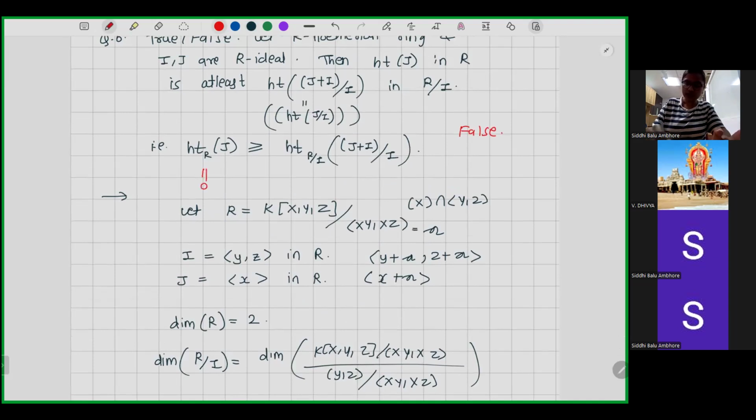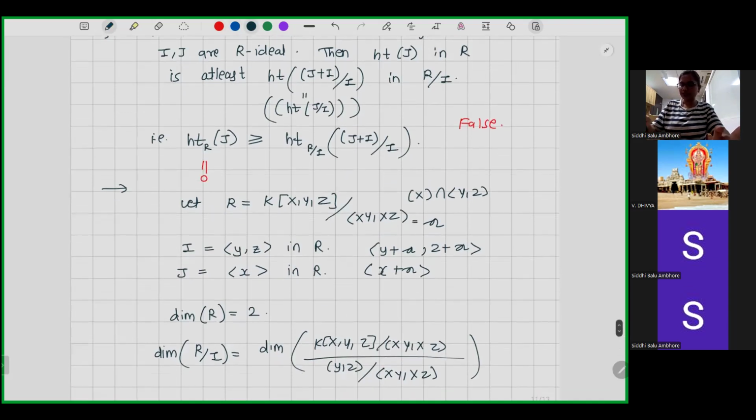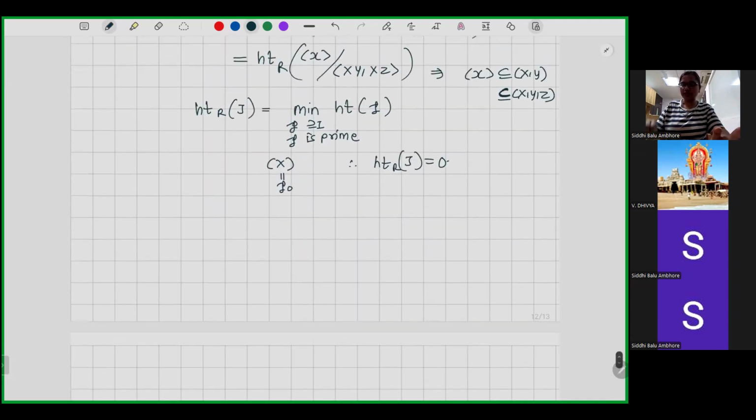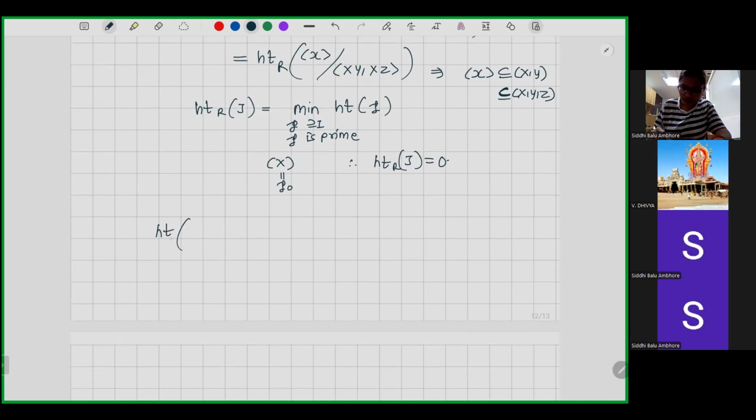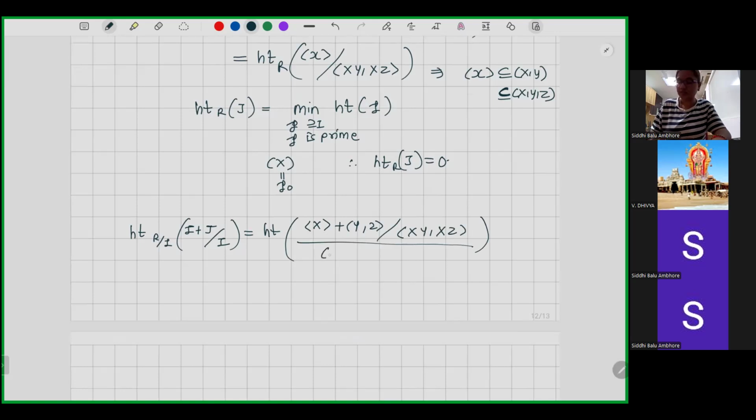So if I show that the height of (I plus J) quotiented by I is non-zero, then I'm done, right? So now I have to check the height in R mod I. Okay. Height of (I plus J) quotiented by I. So the height of, please bear with me because I have to write all these expressions, (XY, XZ) quotiented by the ideal generated by (X, XY, XZ).